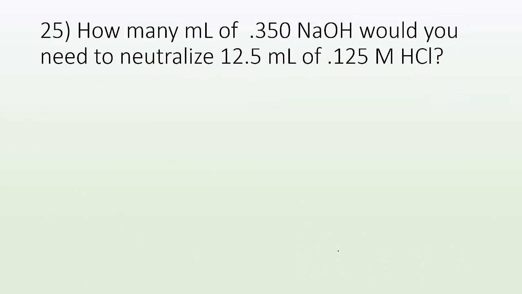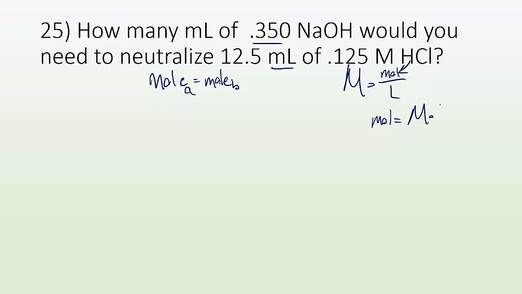All right, 25. How many milliliters of 0.350 molar sodium hydroxide would you need to neutralize 12.5 milliliters of 0.125 molar HCl? So we're trying to get moles to equal moles with neutralization. We want moles of the acid to equal the moles of the base. And if they're giving me concentrations and volumes, I gotta go, all right, well, what links those? Well, molarity links those. I know molarity is moles per liter. So if I wanted to rearrange that to solve for moles, I know that moles is going to be equal to the molarity times the liters.